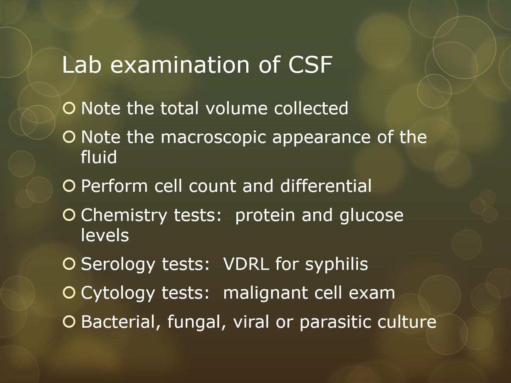We do want to note the macroscopic appearance of the fluid. It should not be red, yellow, milky, cloudy, or fuzzy. If it is yellow, that is called xanthochromic, and it usually indicates some sort of a hemorrhage. We do want to perform a cell count and differential. Polymorphonuclear cells may indicate a bacterial infection, and the cell count for cerebrospinal fluid should be about 0 to 5 WBCs per cubic millimeter.